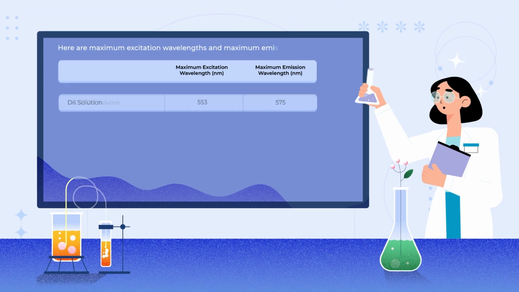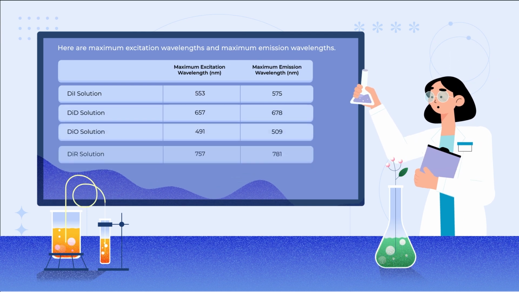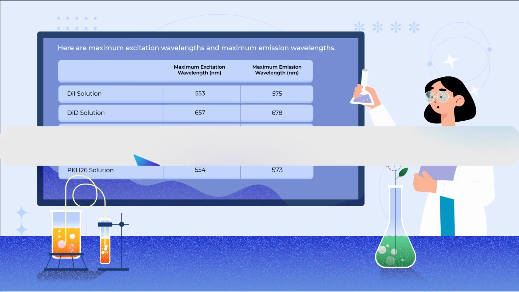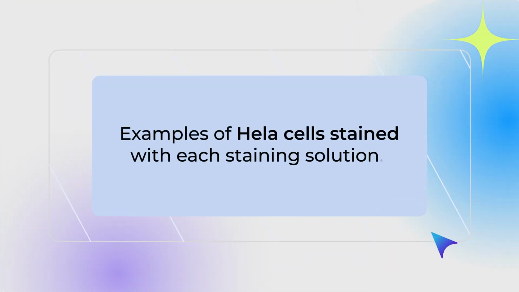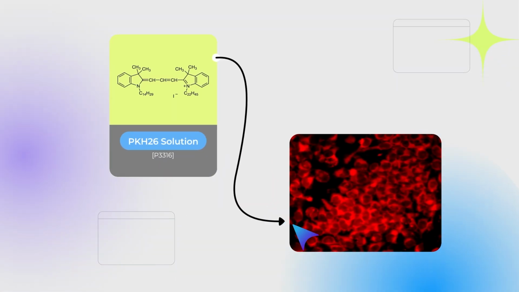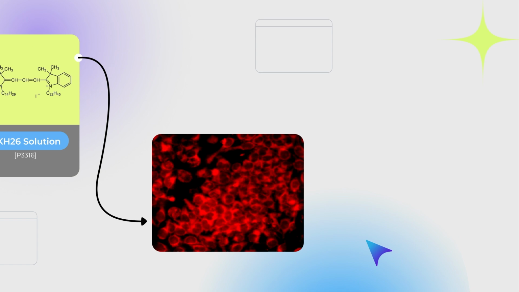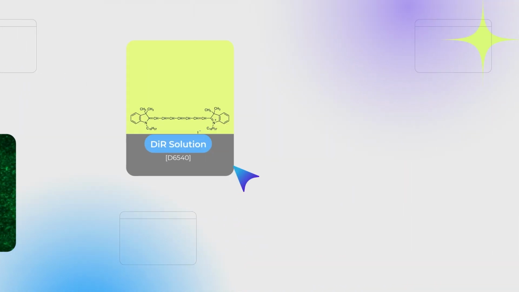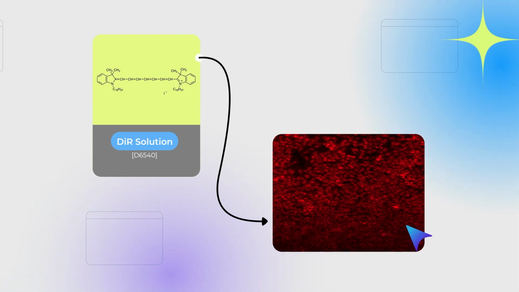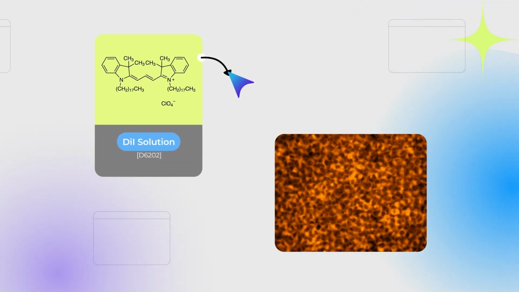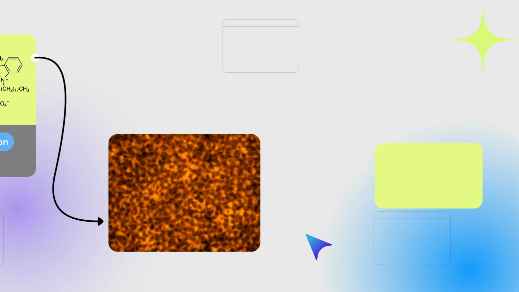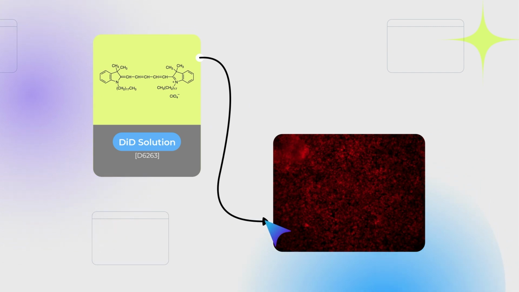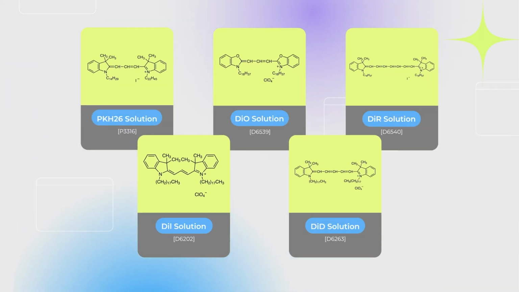Here are maximum excitation wavelengths and maximum emission wavelengths. Examples of HeLa cells stained with each staining solution. PKH26 solution, Di-O solution, Di-R solution, Di-I solution, Di-D solution. Users can choose the appropriate dye according to the wavelength.